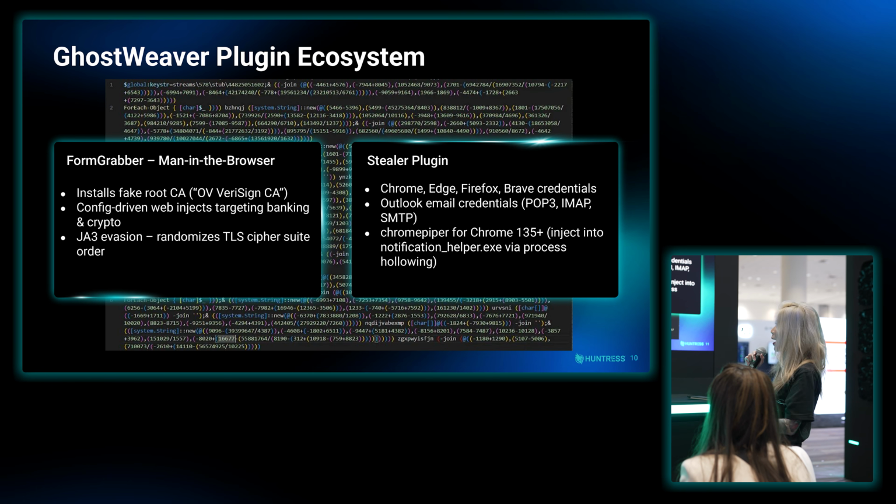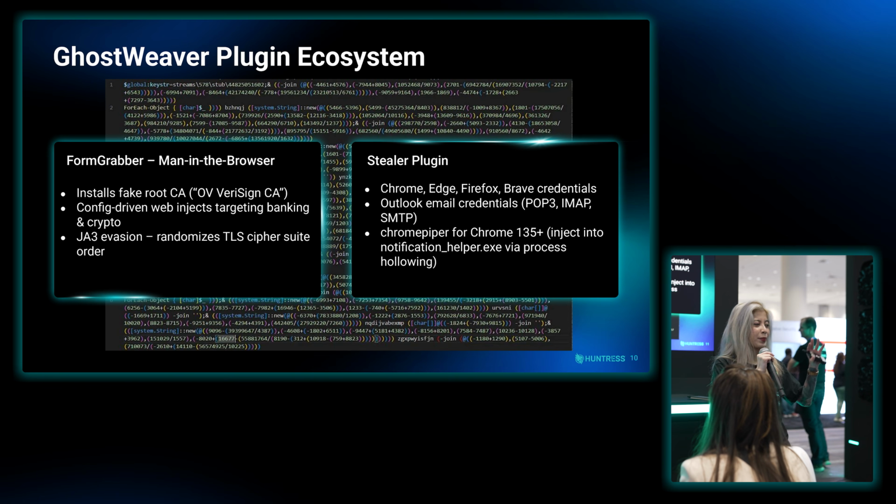Stealer plugin, they care again about your browser credentials, right? They're going to steal Chrome, Edge, Firefox, whatever you have running in your browsers. They're going to steal your Outlook credentials, right? Username and password from the registry keys. And you see Chrome Pipe here. So this is the named server pipe. They use that for injecting the stealer through the process hollowing technique under notifications_helper.exe.